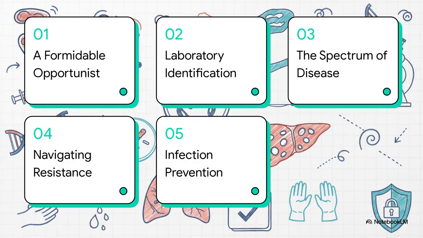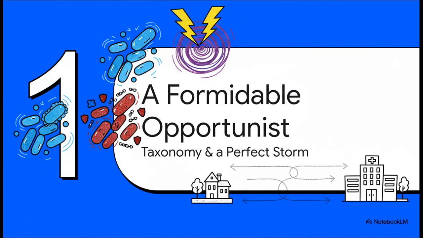Okay, so here's our game plan. We're going to follow a classic bench-to-bedside path. We'll start with the bug itself, then move to how we nail the ID in the lab, what it does to patients, the huge challenge of resistance, and finally, how we can stop it from spreading. First things first, let's really break down what makes Klebsiella pneumoniae such a tough opponent. We'll look at where it fits in the grand scheme of things and dig into this whole perfect storm idea.